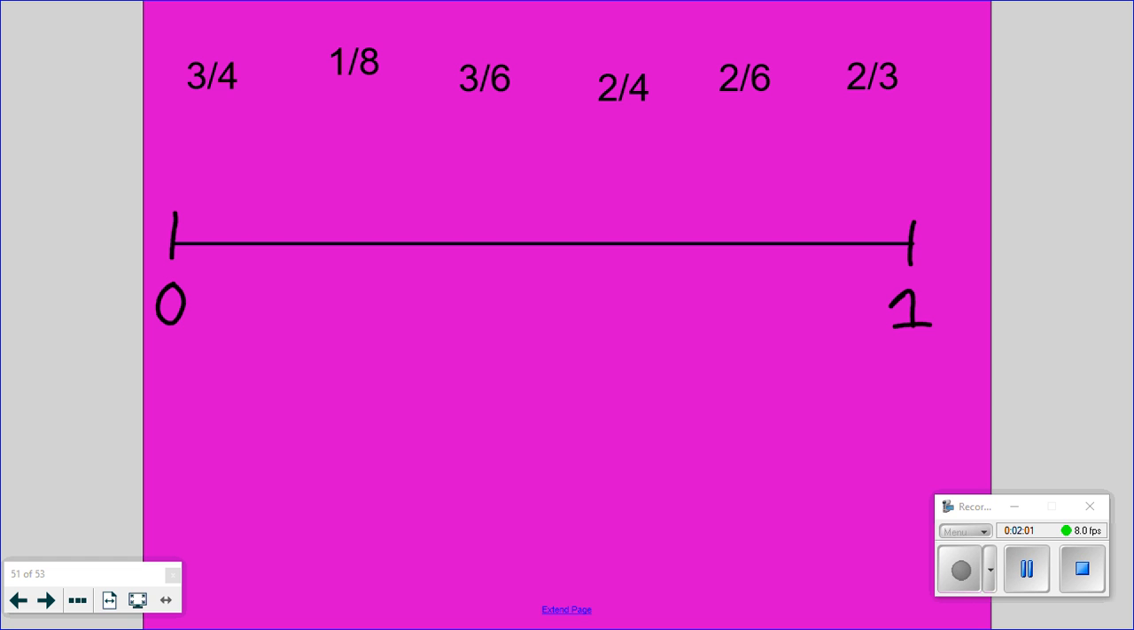Is there any fraction on there that you're like, yep, I know exactly where that fraction is going to go? Bailey, what do you think? I know where 3/6 will go. Where's 3/6 going to go? In the midway point. How do you know that? Because, as I said yesterday, 3/6 is equivalent to 1/2.